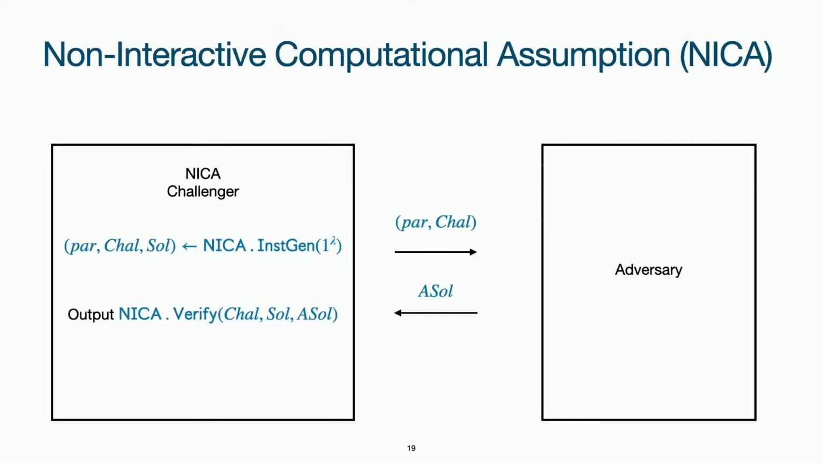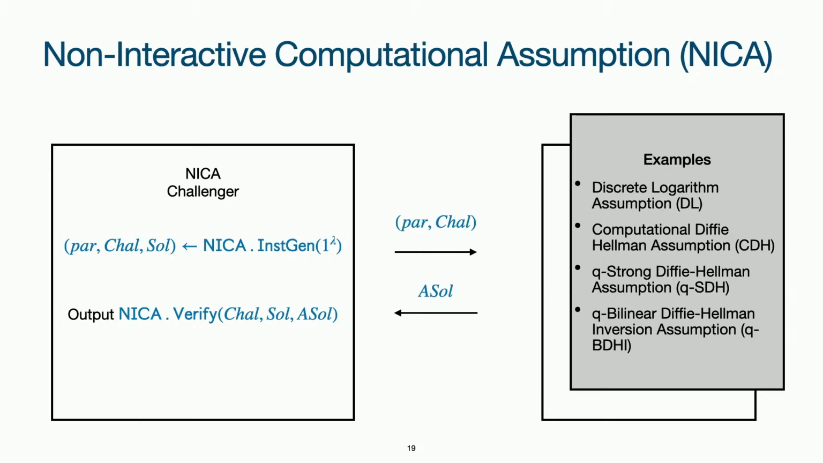Okay, so just a little bit of background. I'm talking about non-interactive computational assumptions. What I mean by that is where you have a challenger that gives an instance, a challenge, to some adversary. The adversary will output what it thinks the solution is. And then there's an efficient verification algorithm that checks if the solution is correct. Here we're giving an abstraction of many of the computational assumptions that we know and love, like DL, CDH, and some of the pairing-like assumptions as well. So this is a generalization of many of these computational assumptions.